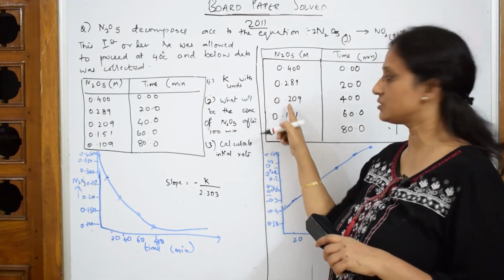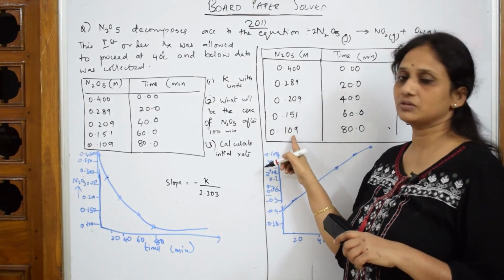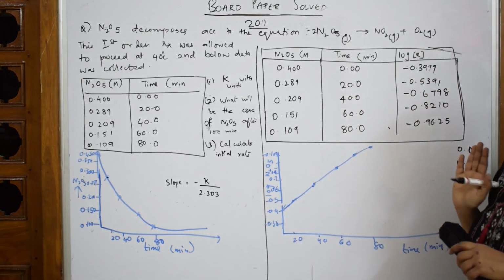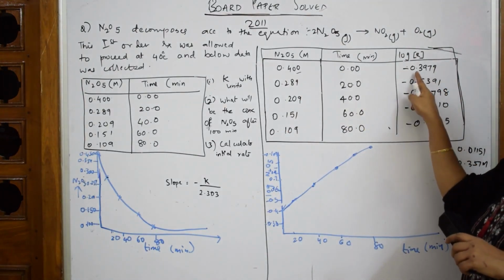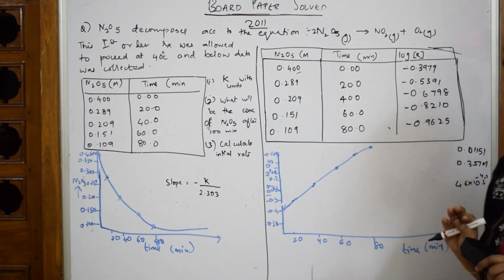Find the log for 209, 151, 109. You'll be getting the values like this, right? Directly apply all the three numbers. You'll be getting log values. Record all the log values and keep them. Why did I do that?